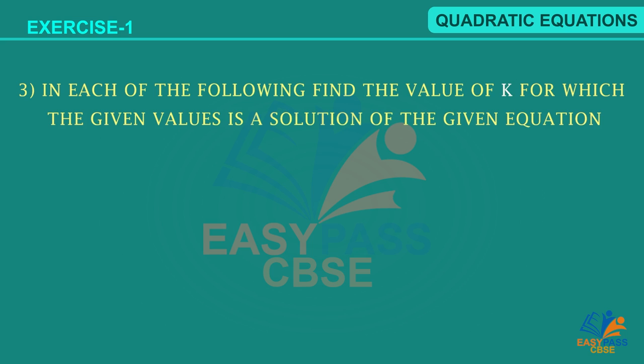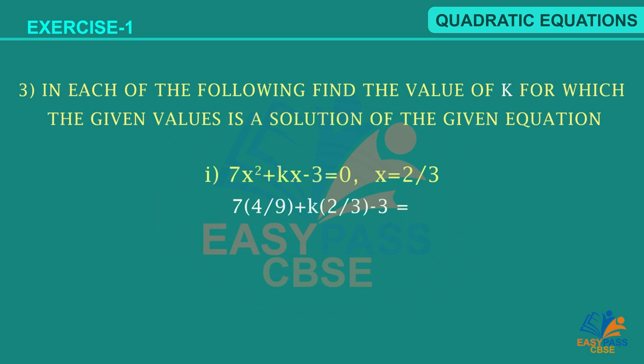For example, the first question, 7x square plus kx minus 3 equal to 0 and x is equal to 2 by 3 is a solution. Therefore, 7 times 2 by 3 whole square plus k times 2 by 3 minus 3 is equal to 0. On simplifying, you get 2 by 3 k equals minus 1 by 9. Therefore, k is equal to minus 1 by 6.